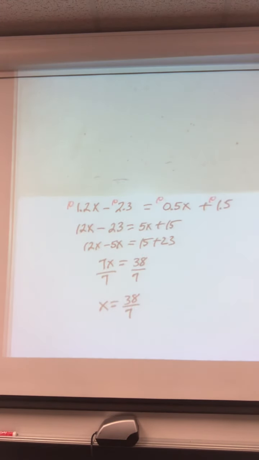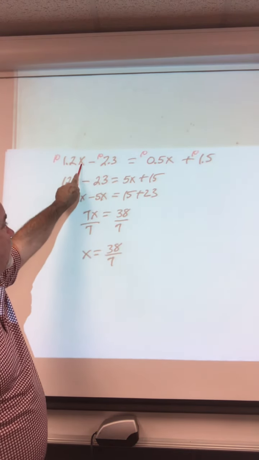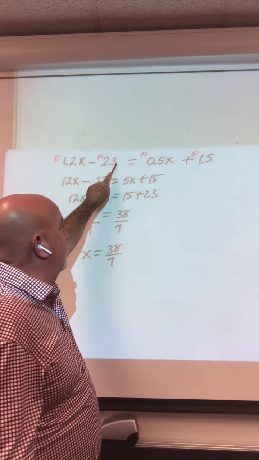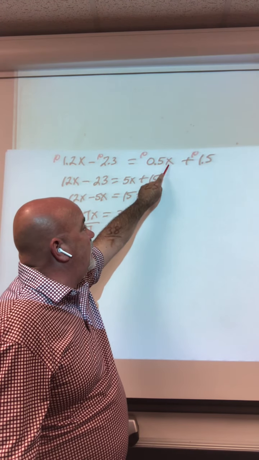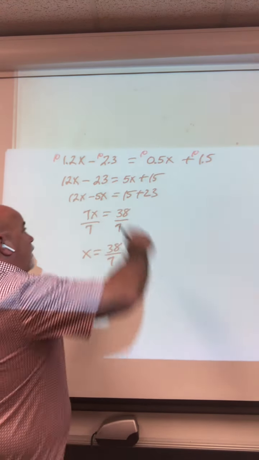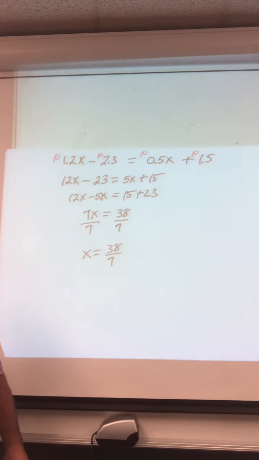Now, I haven't mentioned this for quite some time, but let me say it again here. If you took 38 over 7 and you put it right here, and you took 1.2 times 38 over 7 minus 2.3, then you took 38 over 7 and put it right here and multiplied it by 0.5 and then added 1.5, those two answers on both sides would be equal to each other. It would give you the same number on both sides. And this is the only number that you could put in for x that would make that happen. That's why we call 38 over 7 the solution to the equation. All right, let's do another one.